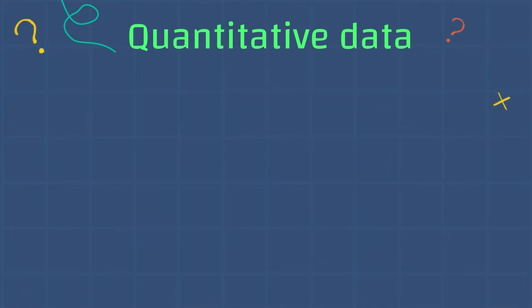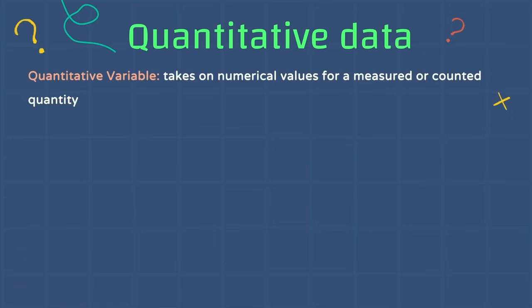So now we're moving on to quantitative data. Quantitative data takes on numerical values for a measured or counted quantity. So essentially, it's numbers now. Examples are height, weight, age, test scores, etc.